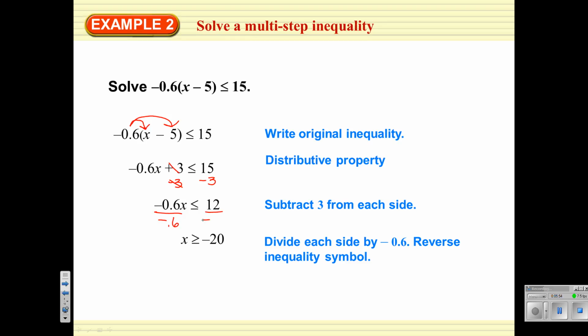And since we're dividing by a negative, look what happens to our symbols. They are flipped from a less than or equal to a greater than or equal to. So x is greater than or equal to negative 20.